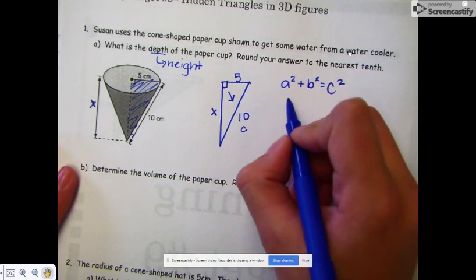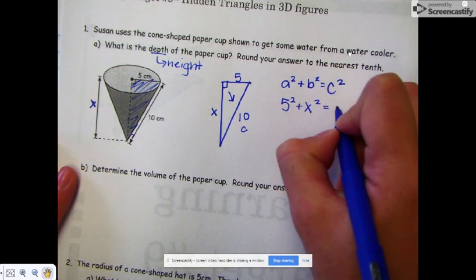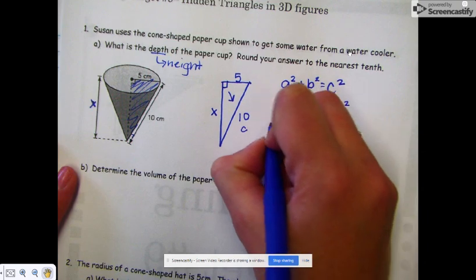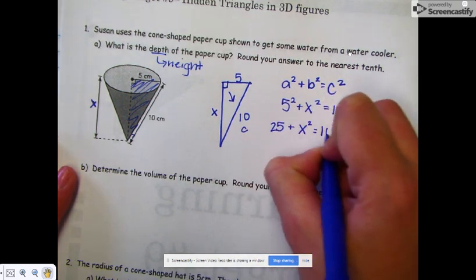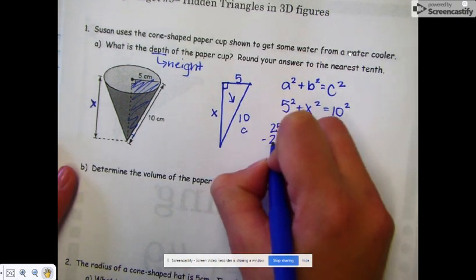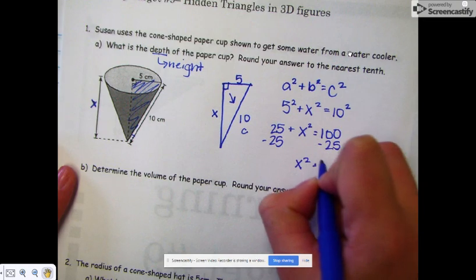So I would have 5 squared plus x squared equals 10 squared. I have 25 plus x squared equals 100. Subtract 25 from each side. I have x squared equals 75.